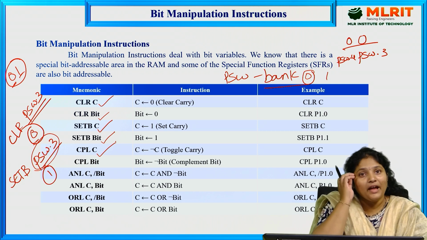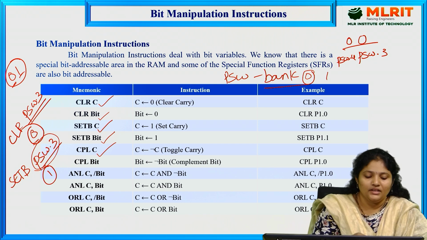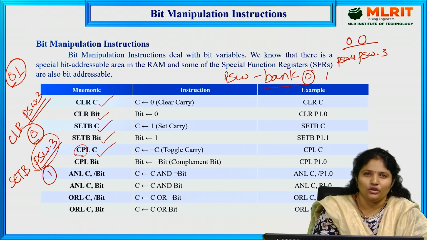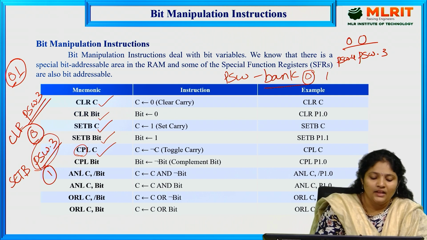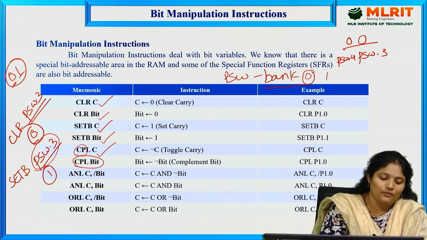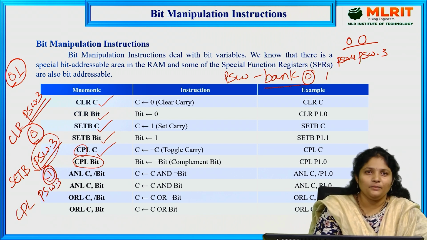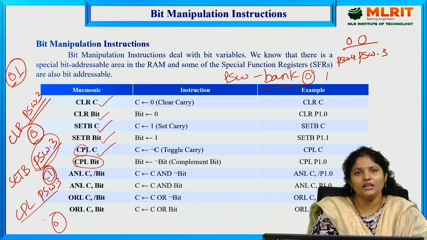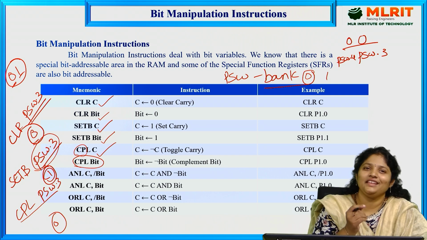CPL: you can perform a complement operation over the carry. CPL is complement carry, that is, performing a NOT operation. If the carry is 0, after performing this complement operation it will become 1. If the carry is 1, it will give 0. Likewise, you can alter bits using CPL. Suppose I want CPL PSW.3. If PSW.3 was 1 before, after performing this complement operation it will toggle: if 1 is there, it will toggle to 0, and if 0 is there, it will toggle to 1. Like that, you can also perform AND, OR, and XOR operations between addressable bits.